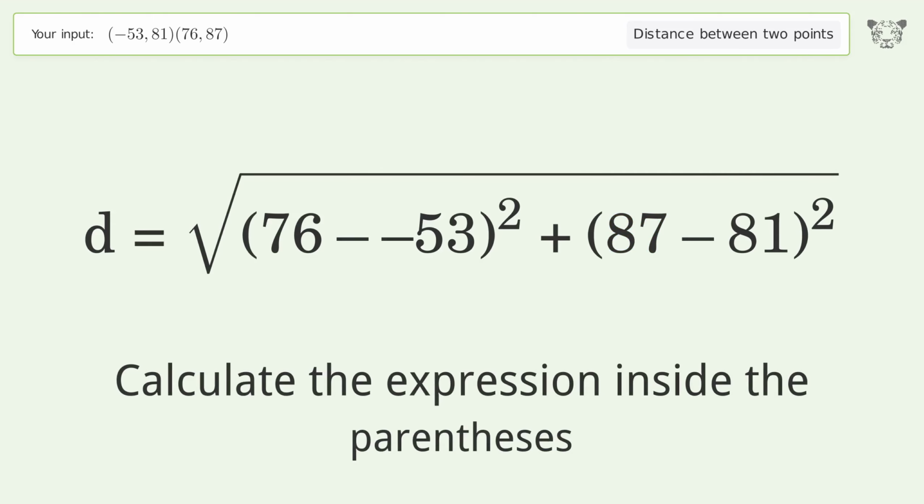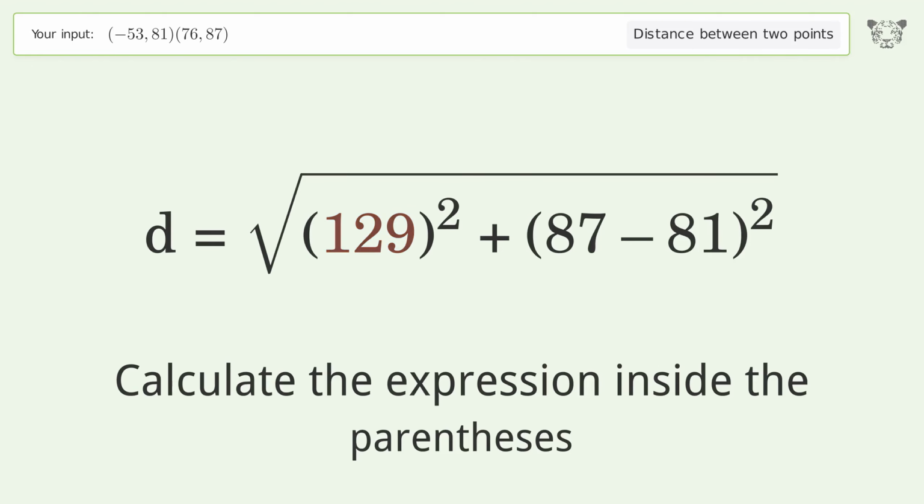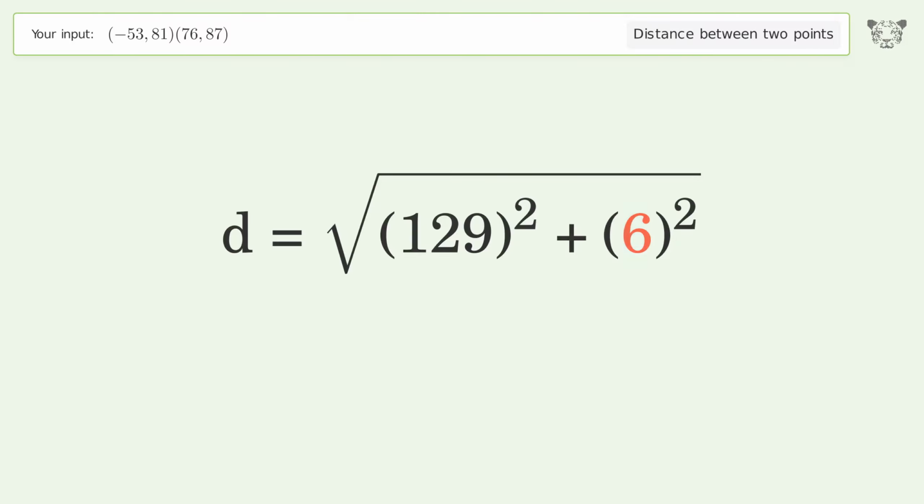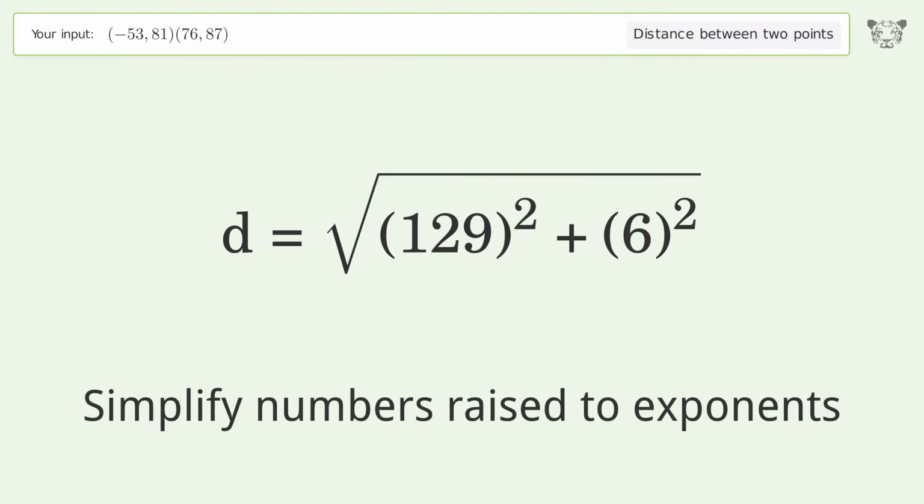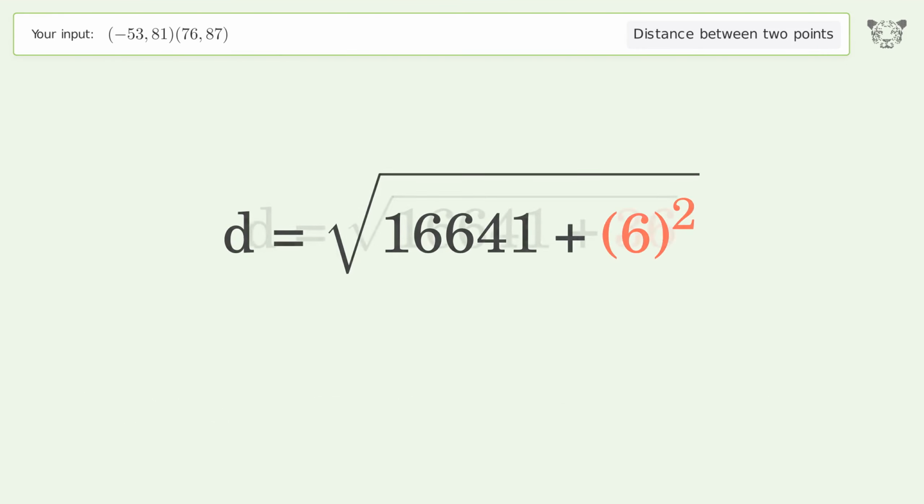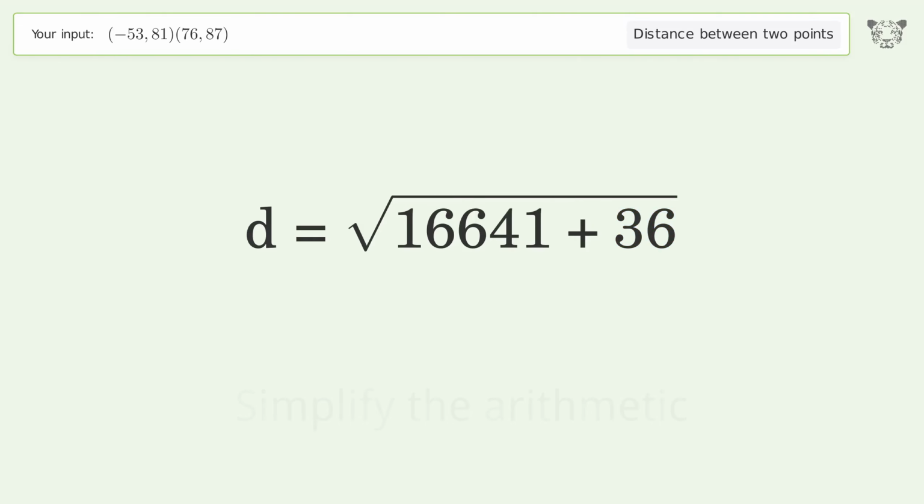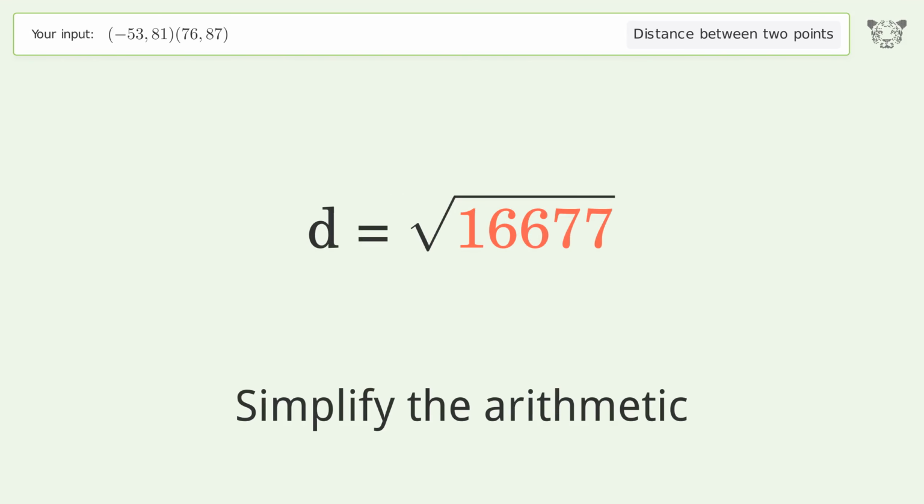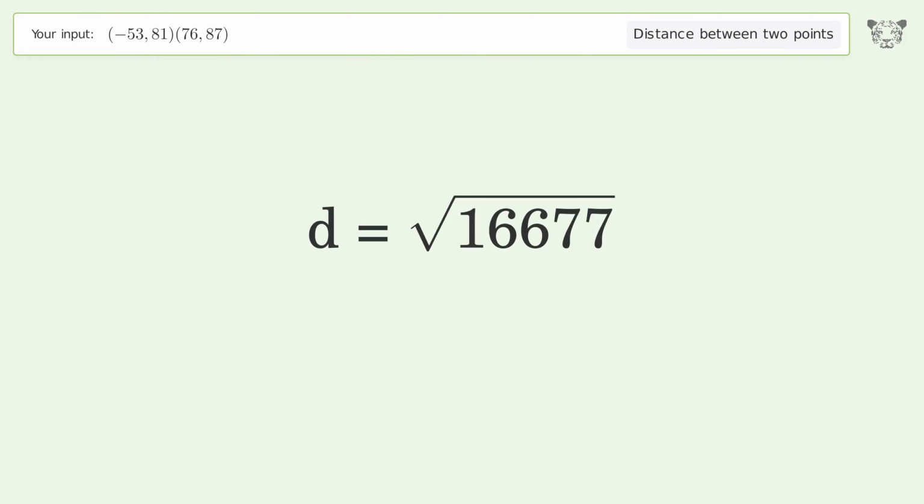Calculate the expression inside the parentheses. Simplify numbers raised to exponents. Simplify the arithmetic. And so the distance between the 2 points is the square root of 16,677 or 129.139.